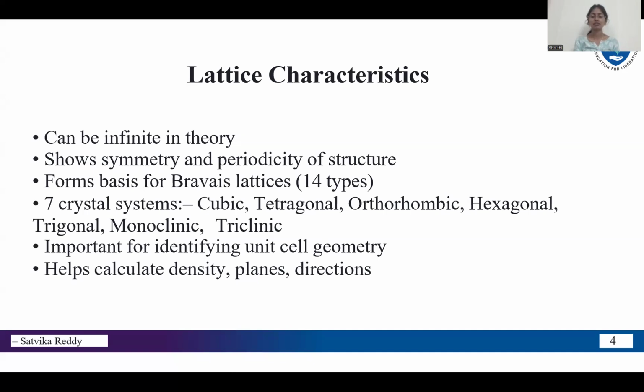Mathematical definition. A lattice point R is defined as R = n1 a1 + n2 a2 + n3 a3, where a1, a2, a3 are the primitive vectors and n1, n2, n3 are integers. This means that by combining the primitive vectors in all integer combinations, we generate the entire lattice.